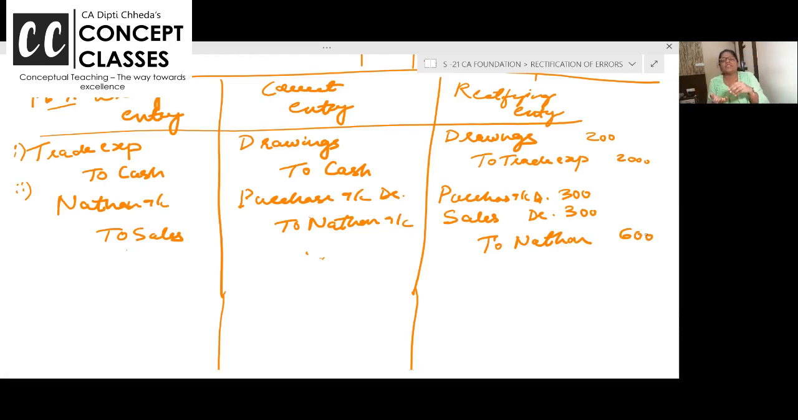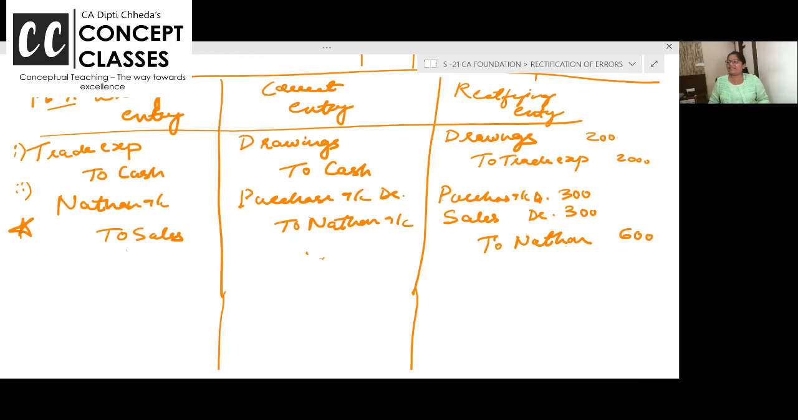Purchase to Nathan. Nathan is the giver. Nathan, credit 300. Instead of credit, you have done debit. So one credit to nullify the debit and another credit because you have not done the credit. This is a very important entry. These are the level of the entries which are repeatedly asked.